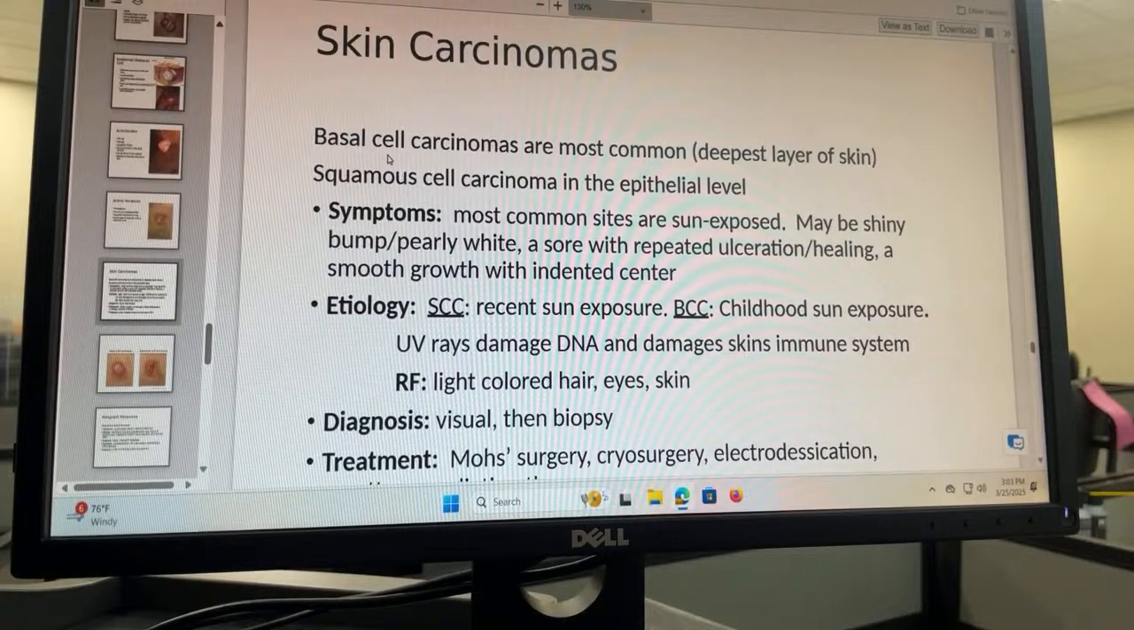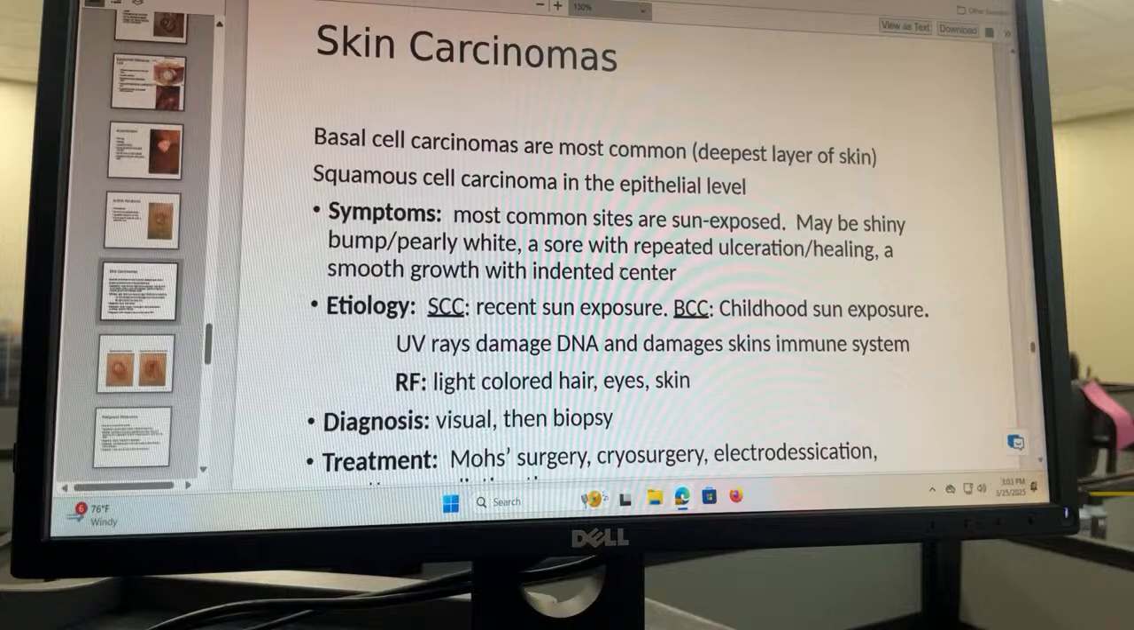Okay, so part 2 of chapter 6 of the integumentary system. We are picking up on skin carcinomas. We just finished talking about benign and pre-malignant growths. So with skin carcinomas, there are 3 types. There's basal cell carcinoma, squamous cell carcinoma, and malignant melanoma. We're going to talk about basal cell and squamous cell on this slide.